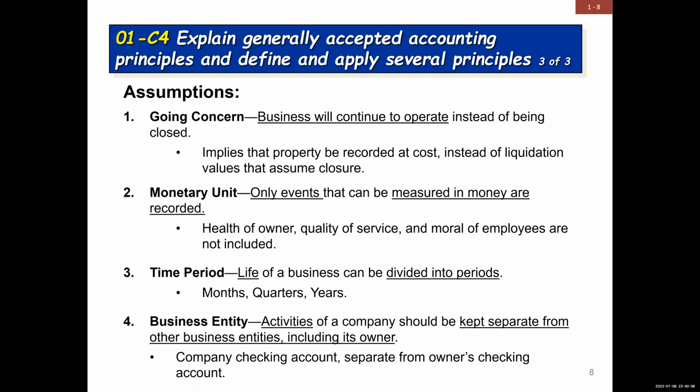Number 2 is monetary unit. This is really easy. It just states that only events that can be measured in money are recorded. The health of an owner, the quality of service, or morale of the employees are not included.